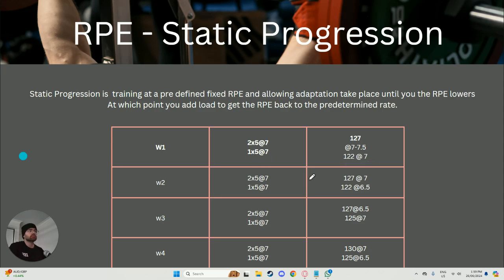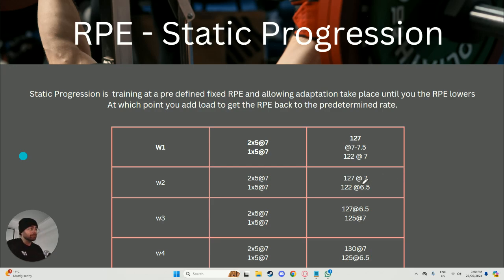Week 2, come in, you might notice the sets and the intensity, the RPE, stays exactly the same, right? A predefined fixed RPE. Now, when we say we are allowing adaptation to take place, that means we're allowing you to get stronger, whether that's by better technique, better strength, better neural adaptation, or better muscle mass. We are getting better, right? And that should just happen if we're at the right training intensity and performing our program admirably.